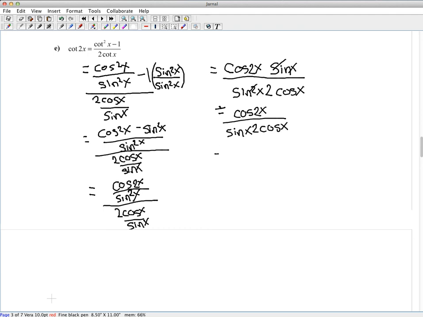And then again, looking at the trig identities sheet, you can see that it's written out as 2 sine x cos x, but by just readjusting it a little bit, you can get sine x times 2 cos x equals sine 2x. So then now it can be written as cos 2x over sine 2x, which can again be rewritten as cotangent 2x, which equals what we started with.